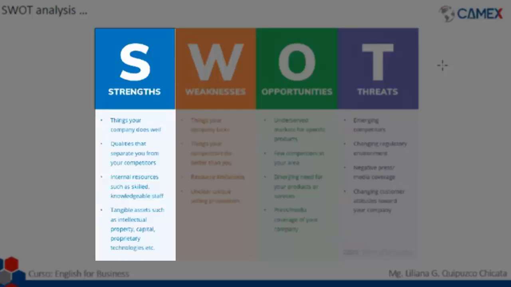another detail that we may put under strengths are tangible assets such as intellectual property, capital, technology. For example, if we take the restaurant and we are talking about tangible assets, we could say that our properties, for example, we might have a really large restaurant, a large space, but not only a space, what happens if we have a playground for kids?